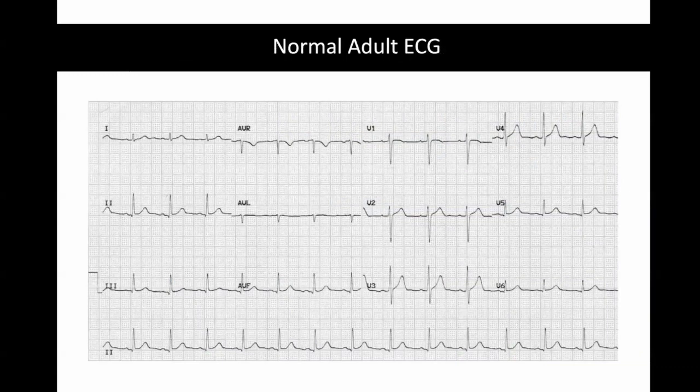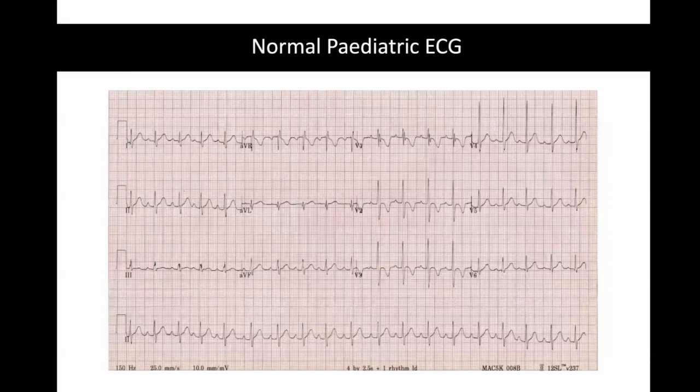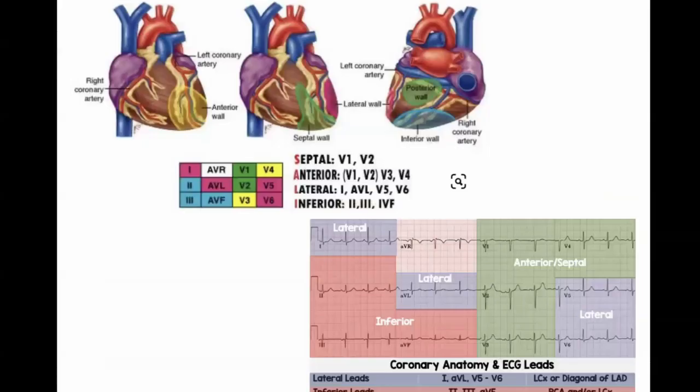This is a standard 12-lead ECG for an adult. This is a normal pediatric ECG. It looks quite different to the adult one, right? Way more lines and squiggles. So it's very important that we understand which leads look at which part of the heart.